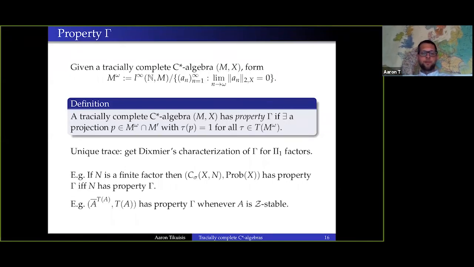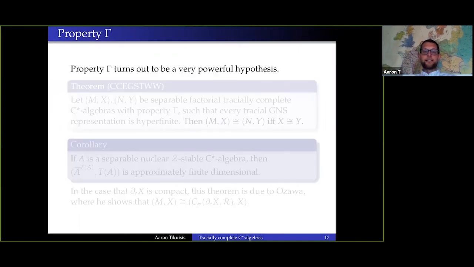And another example, if you take this tracial completion of a C-star algebra, then one condition that would imply that you have property gamma is that A is Z stable. The converse of this is by far not true, but it's useful to know, and this is often the situation where we know that this thing has property gamma.